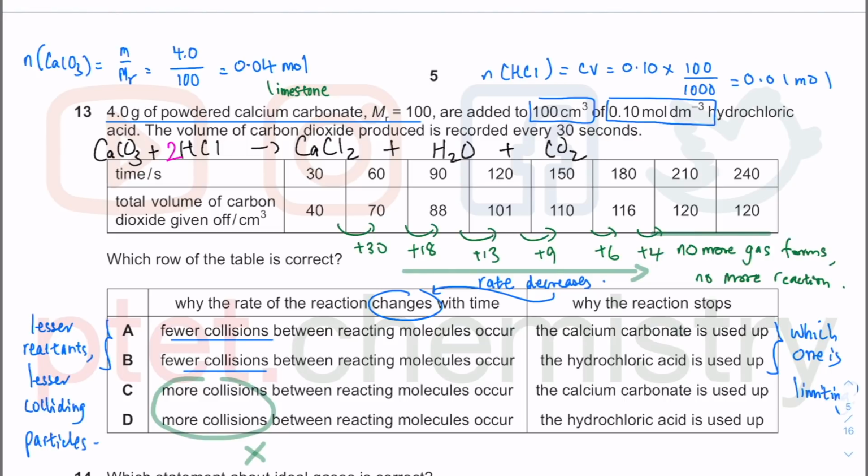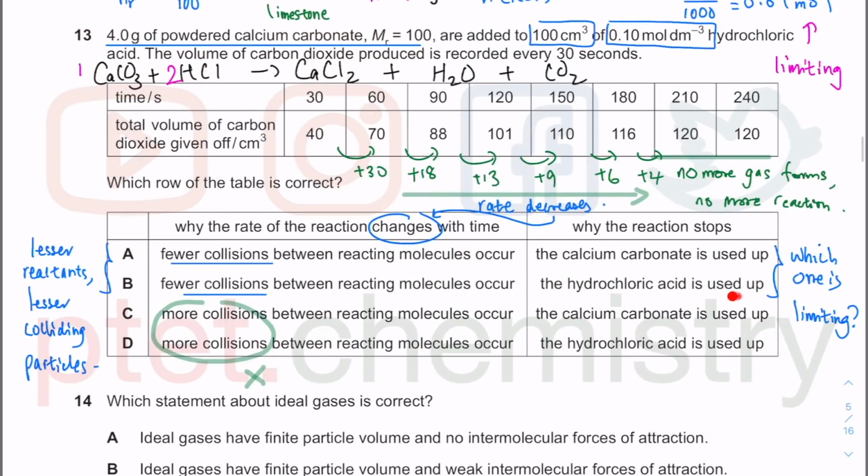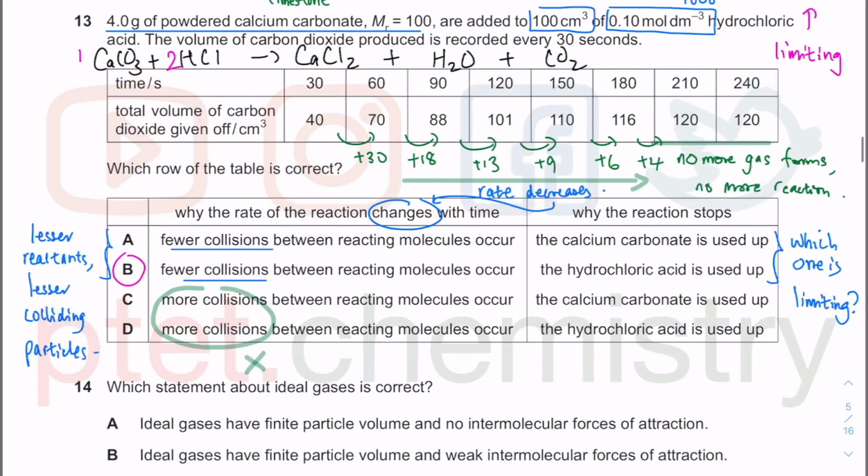What we can see is 1 mole of calcium carbonate reacts with 2 mole of HCl. So 0.01 mole of HCl would only react with 0.005 mole of limestone, of calcium carbonate. So this one is in excess. This one is limiting. So this one is the one that will get completely used up. So the correct thing to do here really is to choose the hydrochloric acid, as that is being used up. Therefore, you will get the reaction slowing down. That's why you get less gas produced over time.